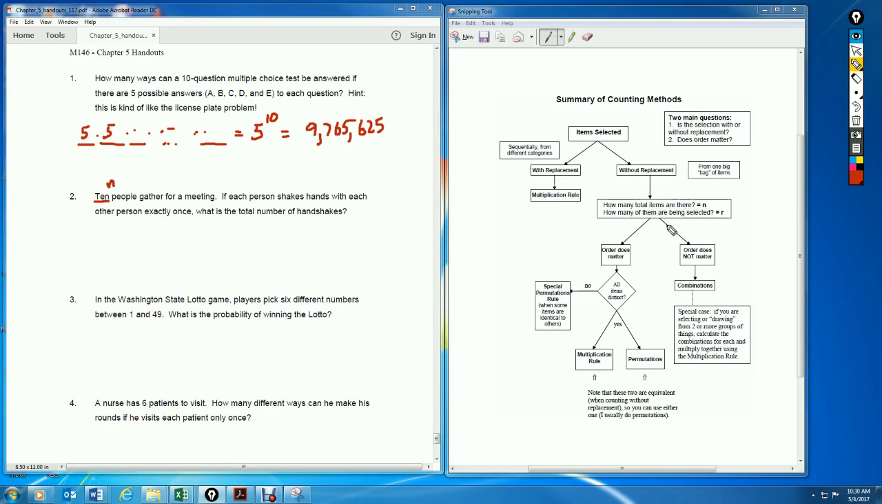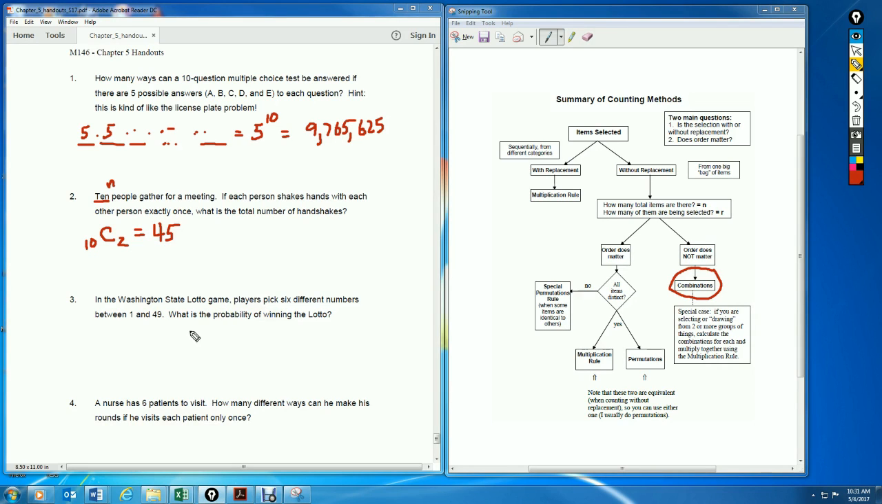Does the order matter? No, it does not. Because if I shake Syra's hand, that is the same as Syra shaking my hand. The order does not matter, so therefore we're going to use combinations. So we need to calculate the combination of 10 items taken 2 at a time. All right, if you calculate that, you should find that it is 45.